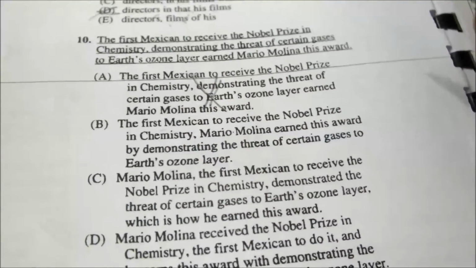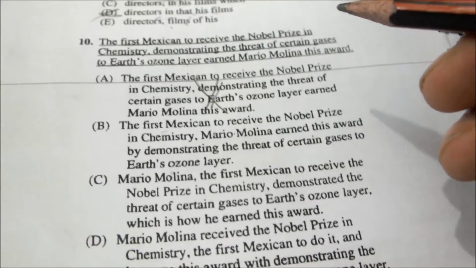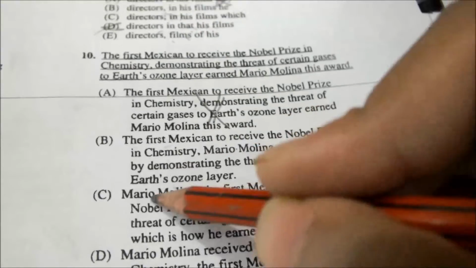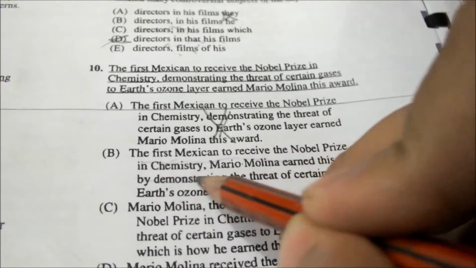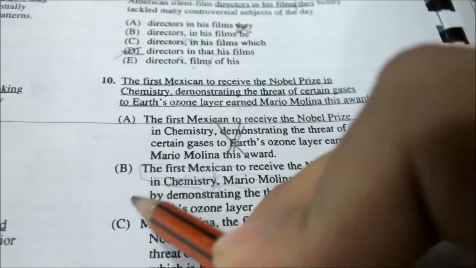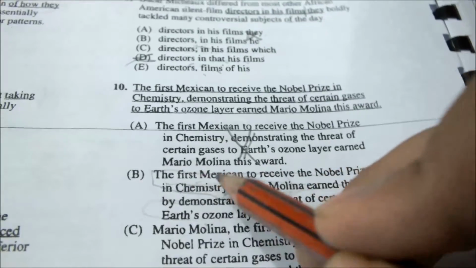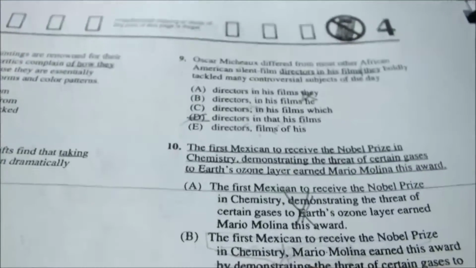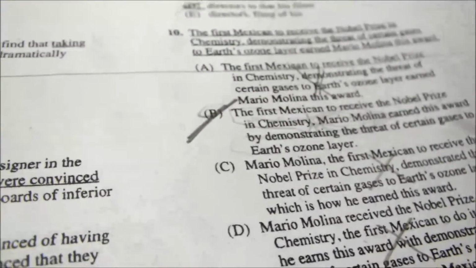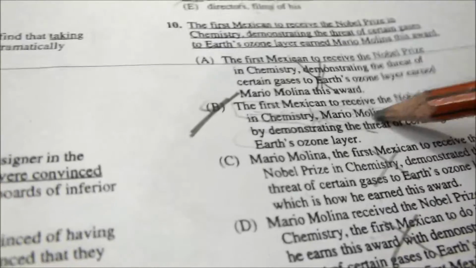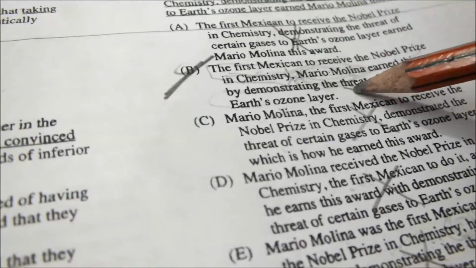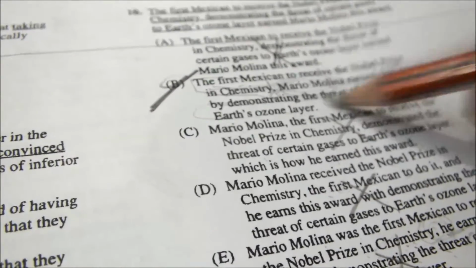The second one: the first Mexican to receive the Nobel Prize in Chemistry, Mario Molina earned this award by demonstrating the threat of certain gases to the ozone layer. See, this one works completely, as the word is actually talking about the other part of the sentence, talking about Mario Molina. So this one could be the answer. This one should be the answer. This one has the best sentence structure, best transition, and conveys the meaning of the sentence more adequately, and that's why this should be the answer.